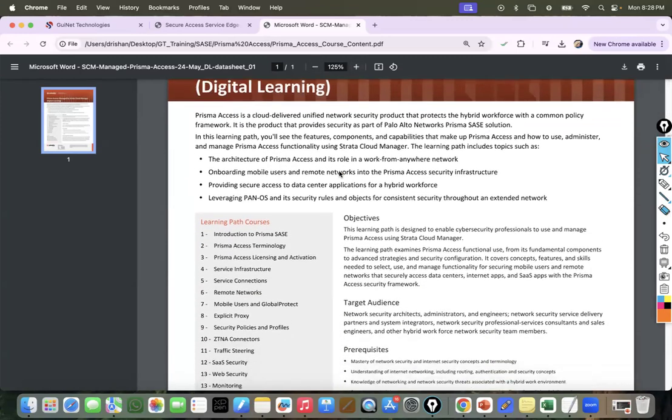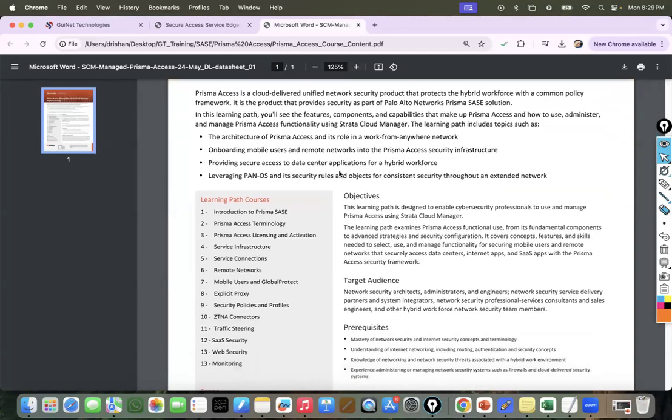You can see here they have a total of 13 topics, and they are talking about how Prisma Access is a cloud-delivered unified network security product that protects the hybrid workforce. That's the most important, with a common policy framework. So what is a common policy? How is the policy going to be driven, and how are the different components going to look?